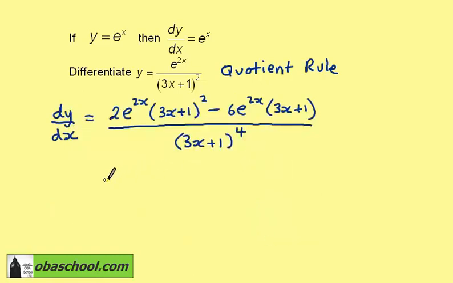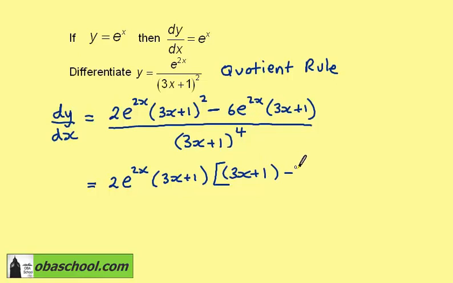We have differentiated, but we can tidy this further. If we look at the numerator, we can see a common factor of 2, a common factor of e to the 2x, and a common factor of 3x plus 1. If we open a bracket, for the first term we need another 3x plus 1, and for the second term we need a 3.